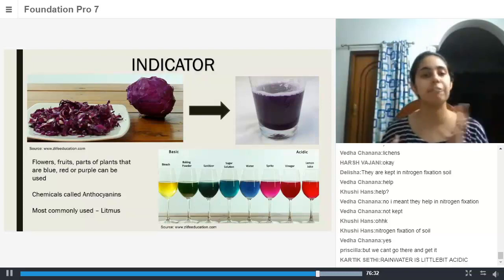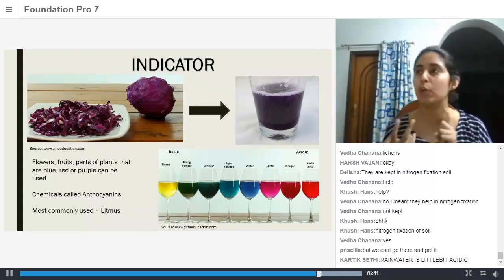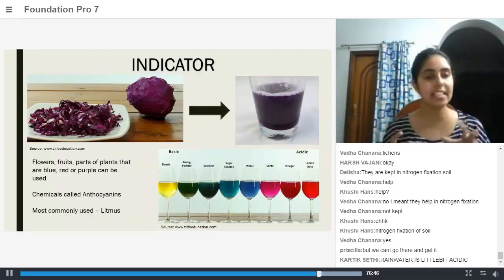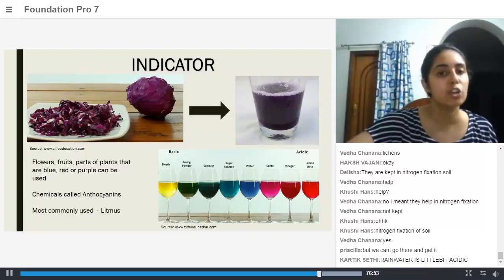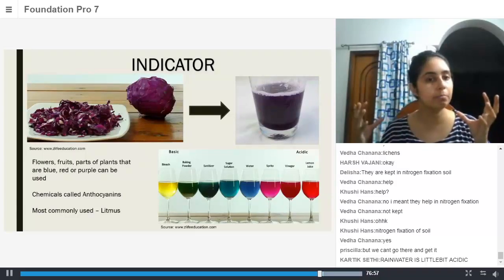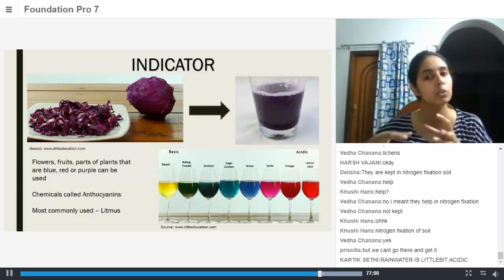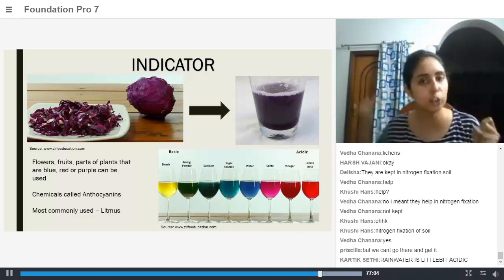So what you need to do is, if you go to your local grocery store and look at these purple colored fruits or vegetables, for example purple colored cabbage, beetroots or purple colored grapes, you can take all of these things and chop them into small pieces, like you can see on the screen. You chop them into small pieces, put them in water, and take the juice out of them. Put it in a juicer and take the juice.